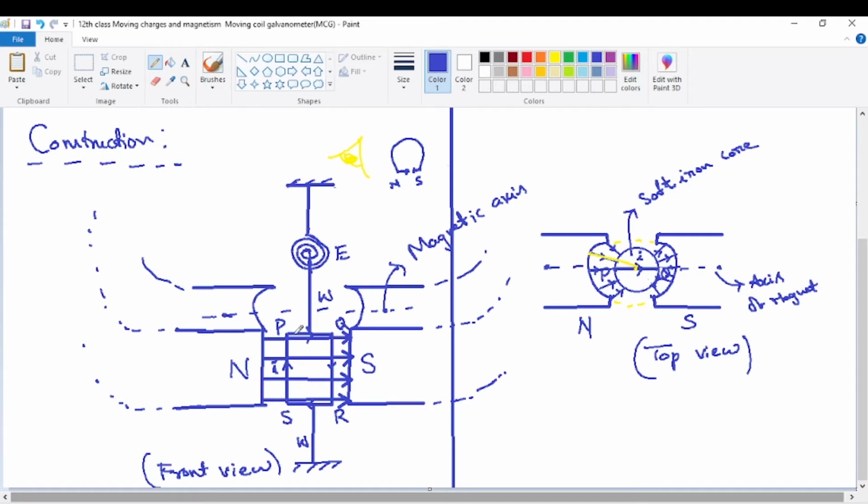So now, this is the plane of the coil, PQRS. Initially it's parallel to the magnetic axis. From the top, if you see, only the breadth PQ will be visible. Now inside, how can a soft iron cylindrical core be arranged? Just an ordinary cylinder. Just imagine the cylinder here this way. It's placed inside, exactly fitting the rectangular coil.